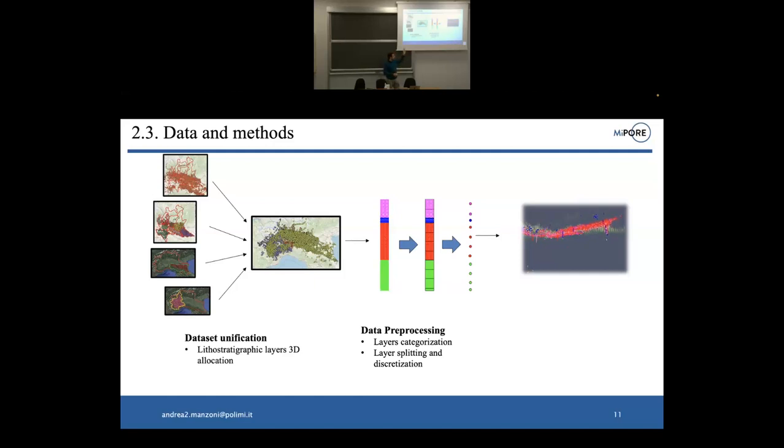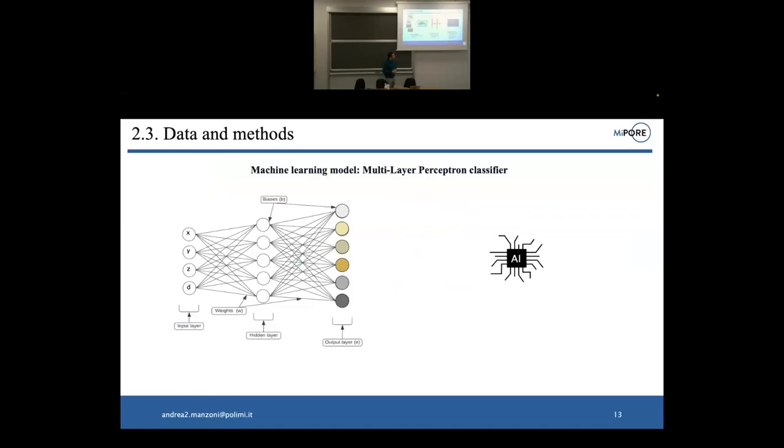And after that, we transform the data into cloud point data. This is because the machine learning model works better with this kind of data. At the end, the dataset that we have realized includes more than 50,000 wells that lead to more than 2 million points that we have used to train the machine learning model that we have developed.